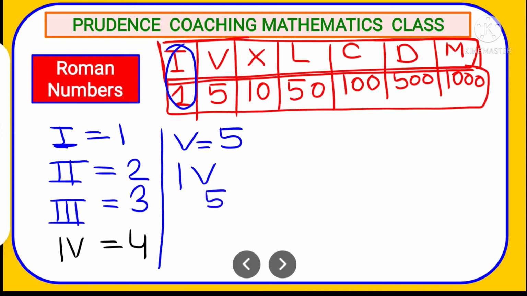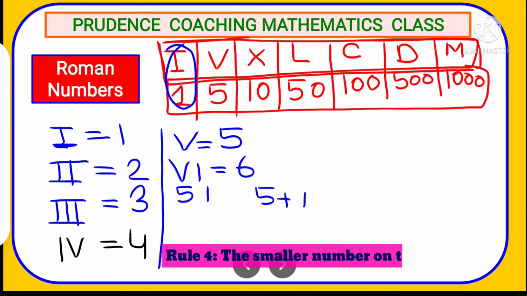That is 5 minus 1 is 4. But if we write this 1 on the right hand side of this 5, so here we have 5 and next we have 1. That means on the left hand side we have bigger number and on the right hand side we have smaller number. 1 is smaller than 5. That means we need to add. So here 5 plus 1 will become 6.